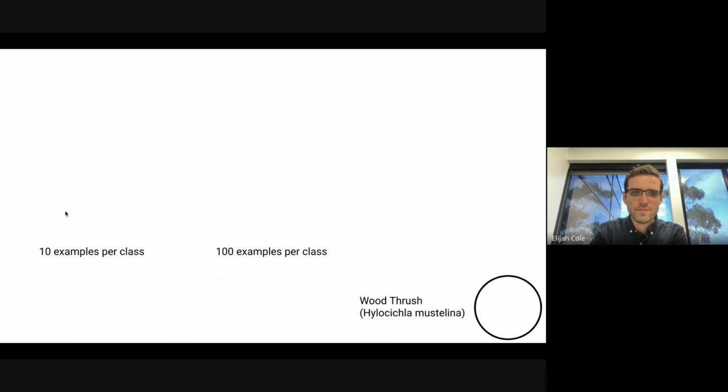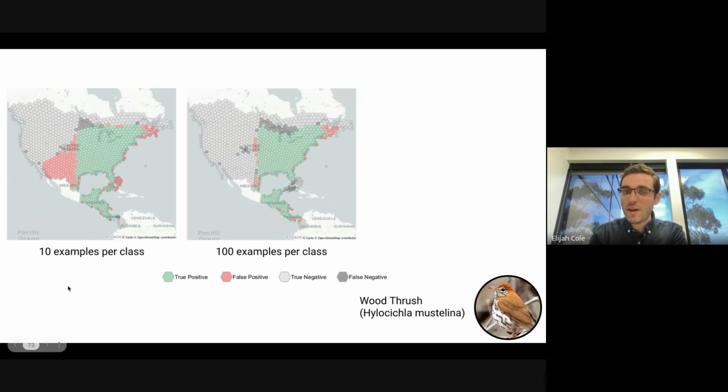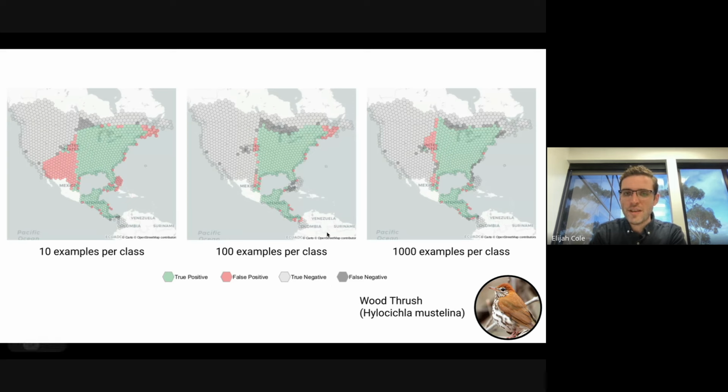of the boundaries. As you increase the amount of data to 100 examples per class or 1,000 examples per class, the model cleans up the range and tends to perform better and make fewer mistakes. There are still, of course, residual mistakes, which tend to be concentrated along the boundaries of the range, which makes sense.